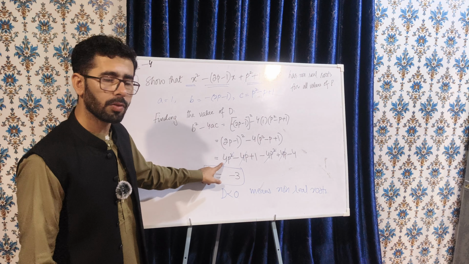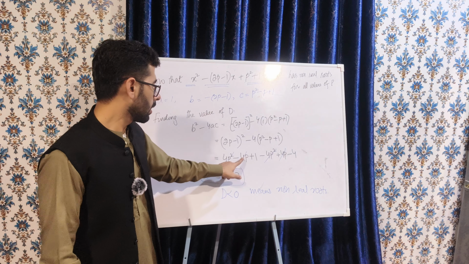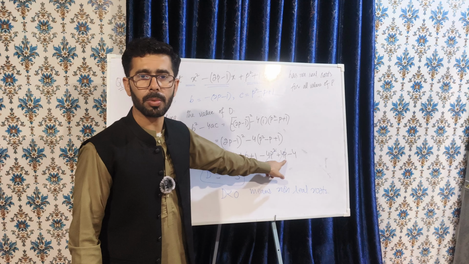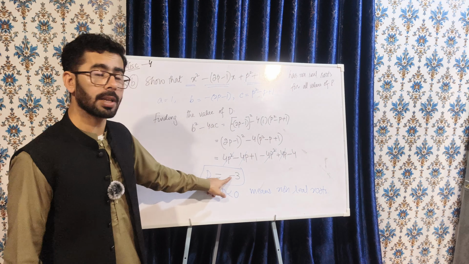Now this positive 4p² and this negative 4p² cancel out each other. This negative 4p and positive 4p cut each other. So I'm left with 1 minus 4, that is negative 3.